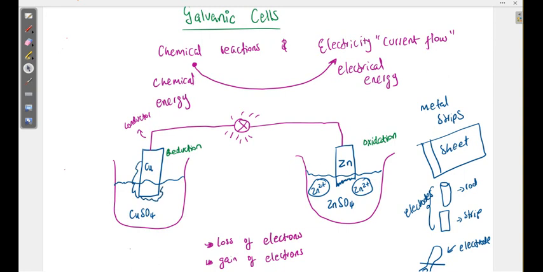The copper will be becoming bigger, because the electrons that are lost by this one, where do they go? They flow through the circuit, and then they go to copper. And then the Cu2+, remember 2 plus means you are short of electrons. Plus means you are short of electrons.